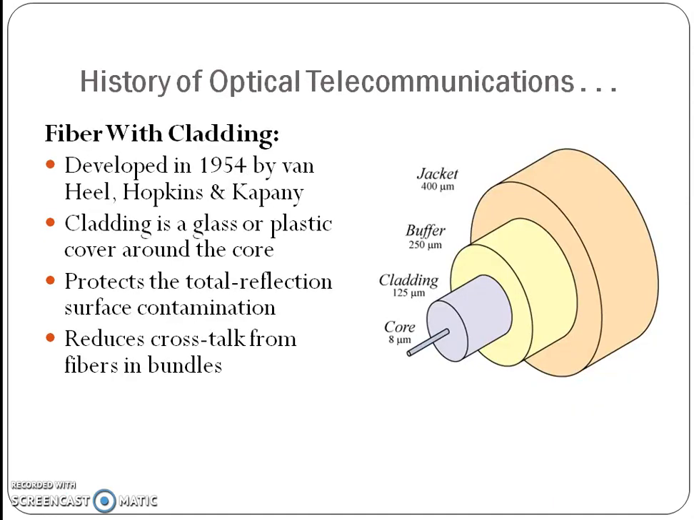Next comes the fiber with cladding structure, which is shown in the picture given. And this is the current form of fiber structure. Here we have core, cladding, buffer, and an outer jacket. This was developed in 1954 by Van Heel, Hopkins, and Capani. Cladding is a glass or plastic cover around the core. It protects the total reflection surface from contamination and it reduces crosstalk from fibers in bundles.